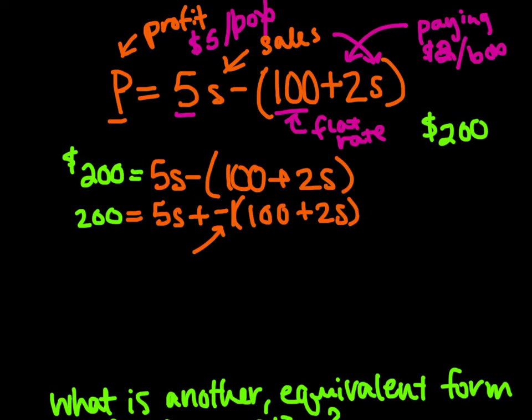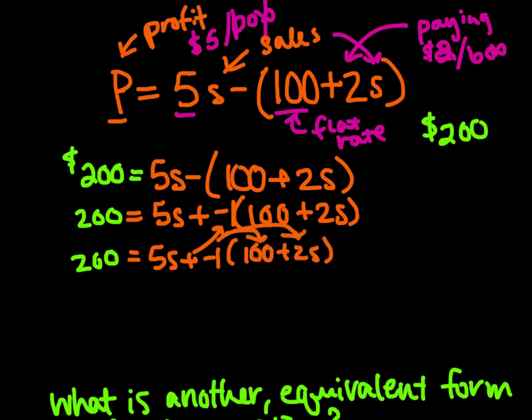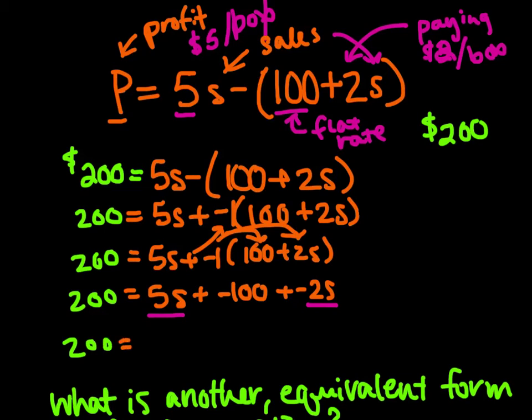It makes a difference. So we have now 200 is equal to 5s plus a negative 1 times 100 plus 2s. And that negative 1 is going to distribute into this 100 and the 2s, so we'll finally end up with 200 is equal to 5s plus a negative 100 plus a negative 2s. Another way I can write this is I can simplify this a little bit. So I have 200 is equal to 3s, 5s plus a negative 2s, plus a negative 100.